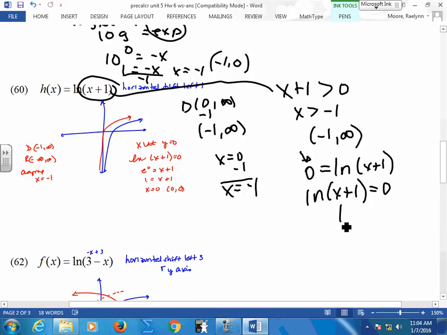Log, well, ln equals exponent. What's the base of this ln? e. It's understood to be e. What's the exponent? Follow the thing. 0 equals x plus 1. So anything to the 0 power again is 1. Subtract 1, and x is 0.